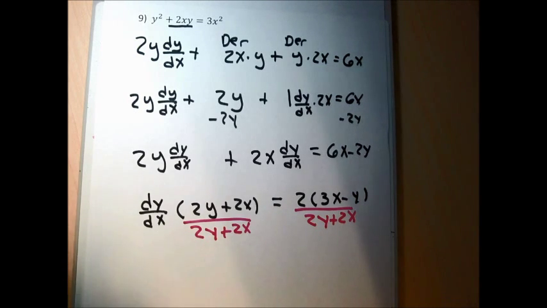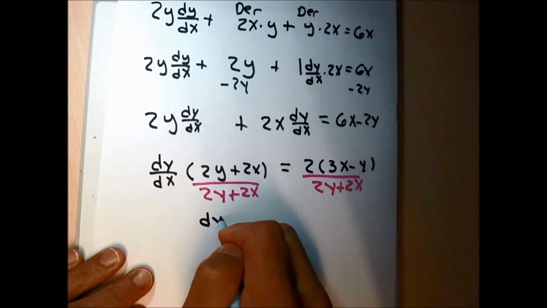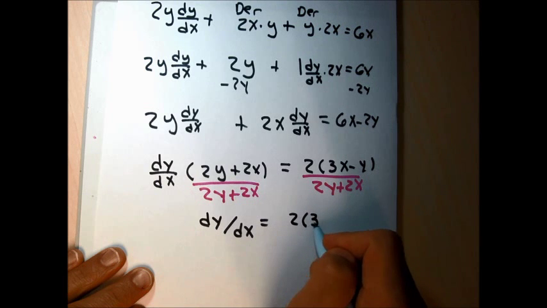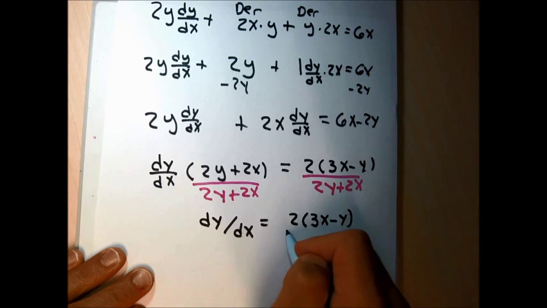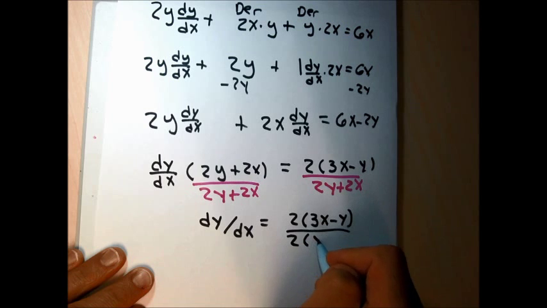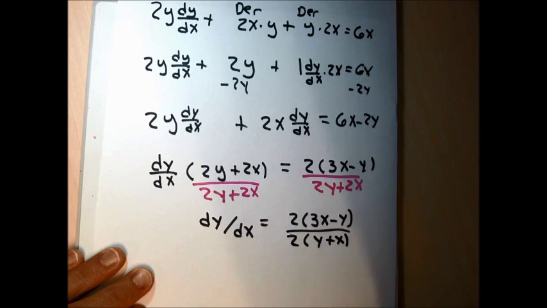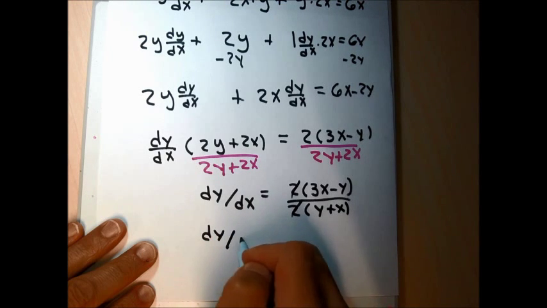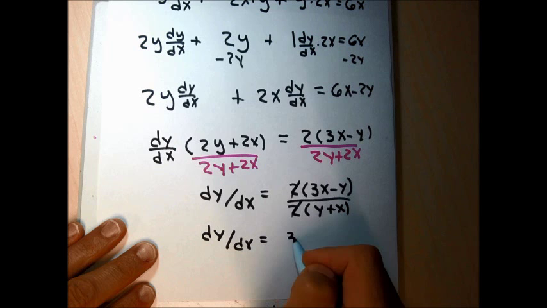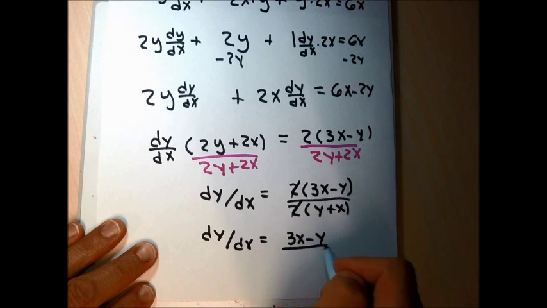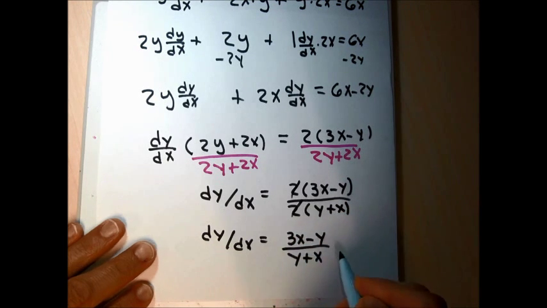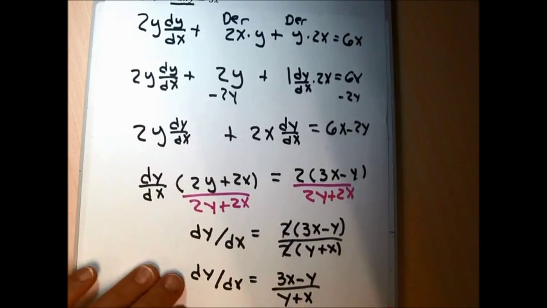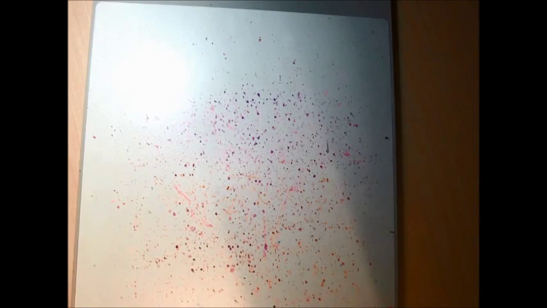And when I do that, on the left side, I have my dy/dx, which is my goal to find. On the right side, now in the denominator, I'm going to pull out that common factor of 2 that I hadn't factored out yet. And these 2's will cancel. And the best answer for number 9 would be dy/dx equals 3x minus y over y plus x. All right. 3 more problems.